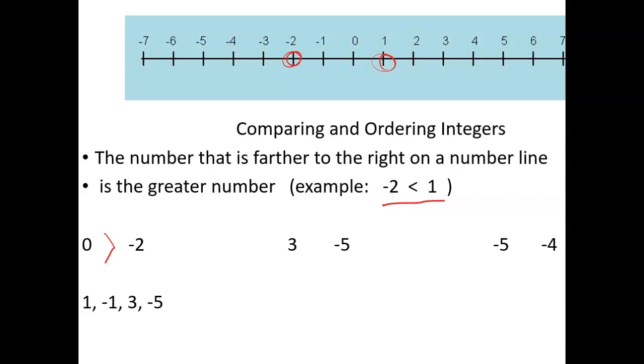So let's look at the next two numbers, 3 and -5. We have 3 right here, -5 right here on our number line. So +3 is greater than -5. And then our last example, we have -5 right here and -4 right here.